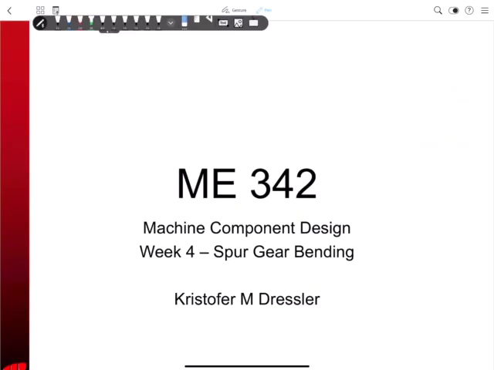All right, we've got things a little bit out of order. So this isn't actually week 4. Let's correct this. It's actually week 5. But I think the new order, Alston's suggestion, is a good one. So here we are in week 5 doing spur gear bending.